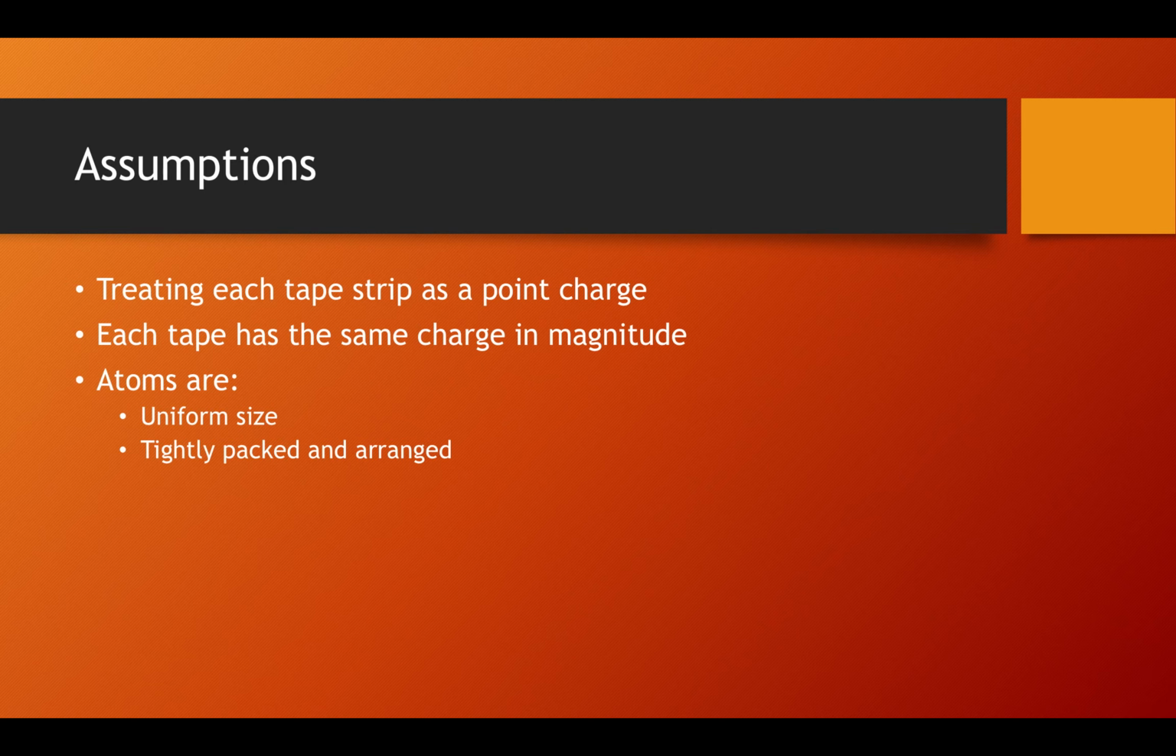So a couple of assumptions for the next part. First assumption being we treat each strip of tape as a single point charge. And the second assumption being that each tape has the same charge and magnitude. Obviously, it might not, because this is all kind of just estimating, but for this case, we're going to assume that it does. And another assumption is that all the atoms are of the same size and they're tightly packed and arranged into nice columns and rows.